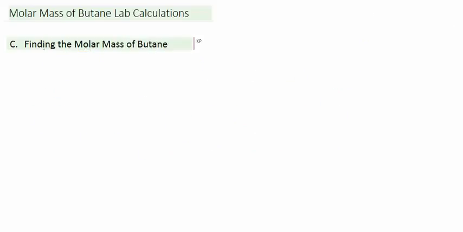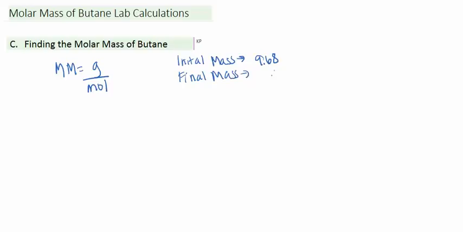So for part C, finding the molar mass of butane, well, molar mass, we know, is grams over moles. The units are grams per mole because you take the grams and you divide it by the moles. My initial mass of my lighter for my first trial was 9.68, and then my final mass of my butane lighter was 9.26. Now when I subtract those two, I get 0.42 grams. So that's the mass of butane that was released into the graduated cylinder.